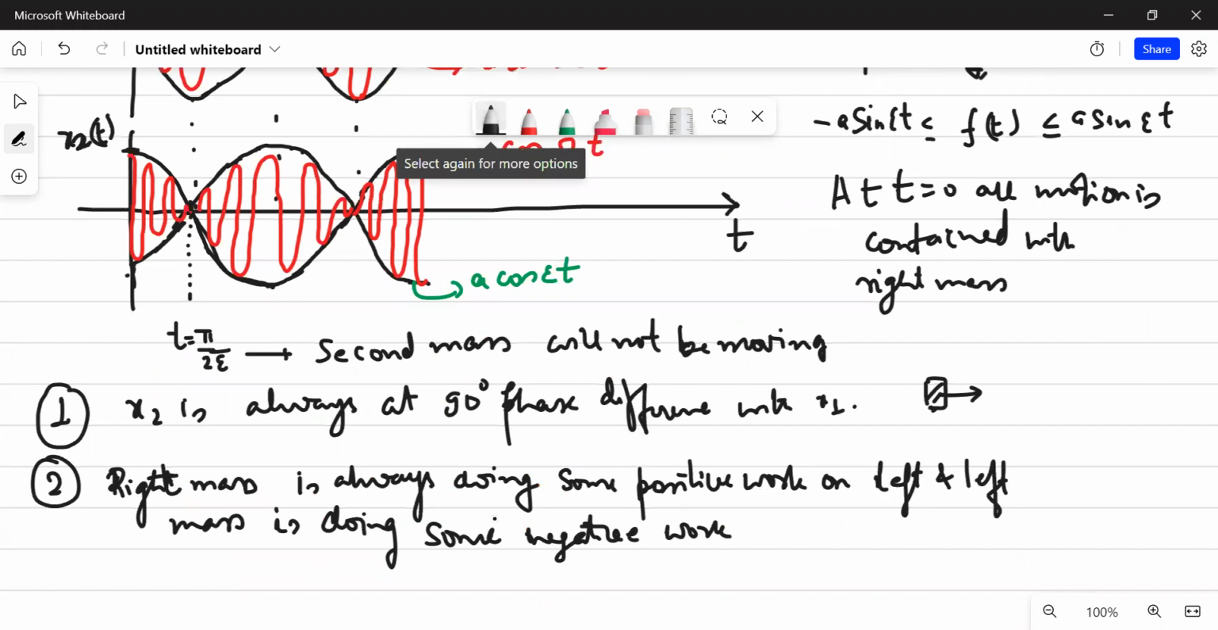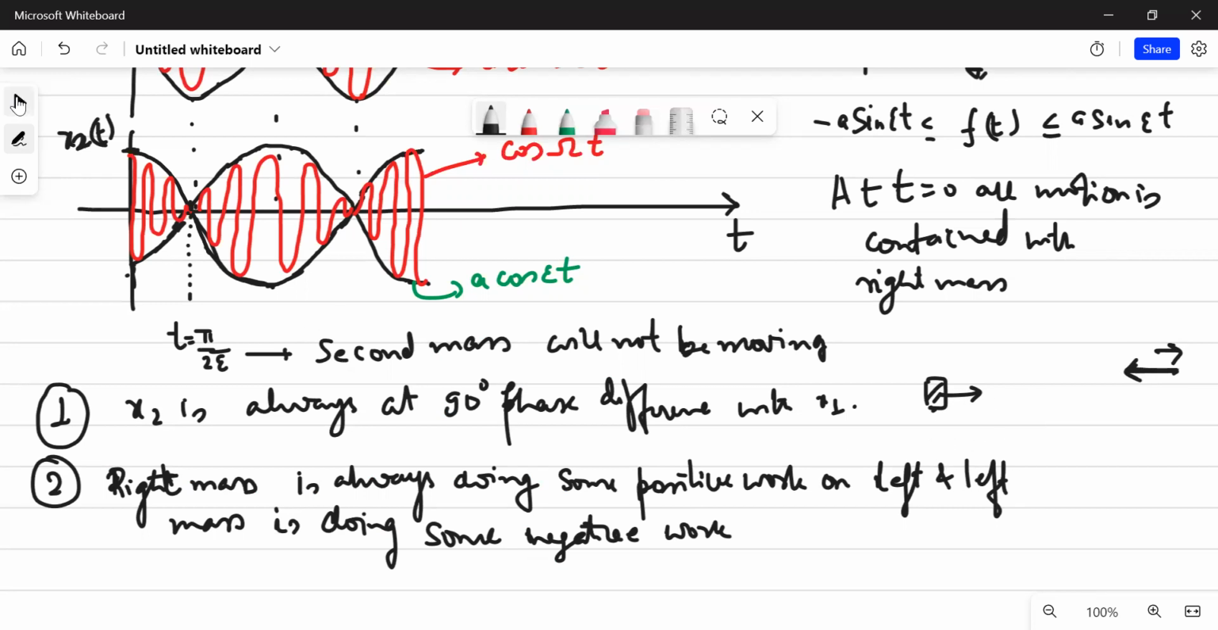However, the left mass is doing some negative work, because you can see that the left mass is coming here and because this is getting pushed there, so it will try to come in this direction. So the displacement for the right mass is in the right direction, but the force would be in this direction. So F dot dx would be negative. Here you can see that F dot dx is positive.